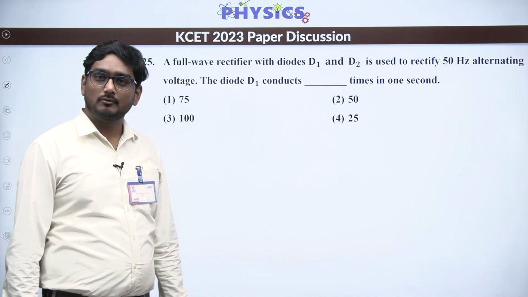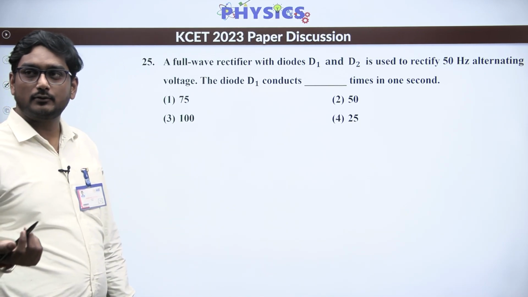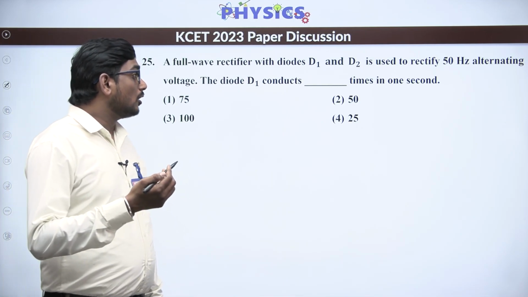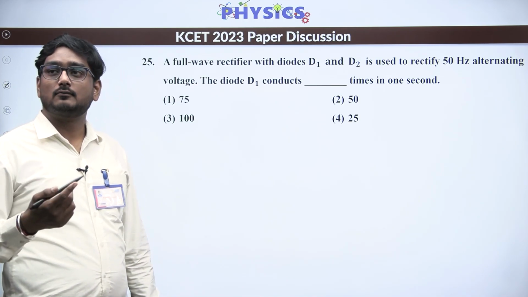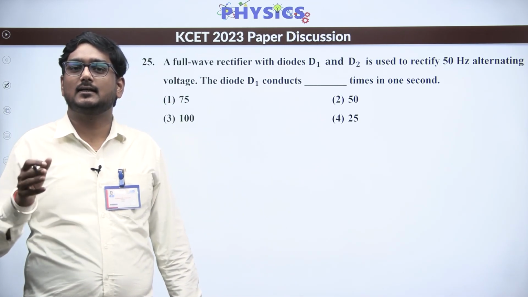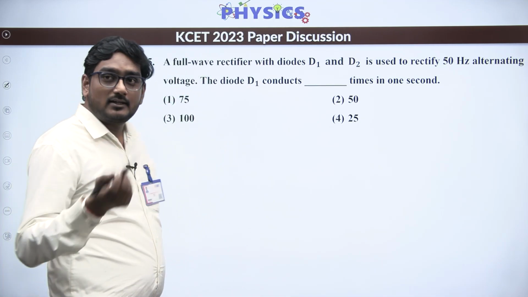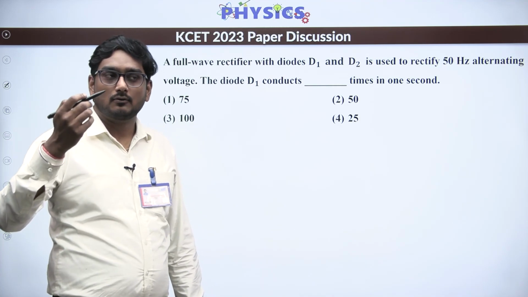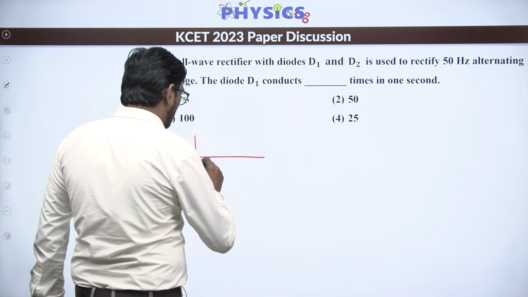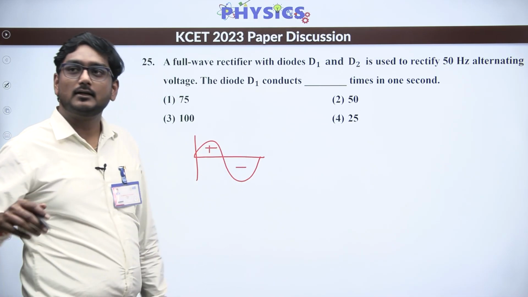Hello students, now we will discuss question number 25. The question is, a full wave rectifier is there having two diodes D1 and D2, and the frequency is given as 50 Hz. Now, the question is, how many times will the first diode conduct? As we know, frequency is how many times a cycle is repeated in 1 second. If you see a full wave rectifier, both the diodes will work for half of the time in each cycle, right? In each cycle, both the diodes will work. First for positive, then for negative.